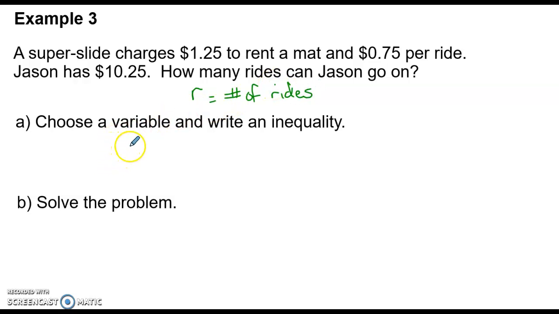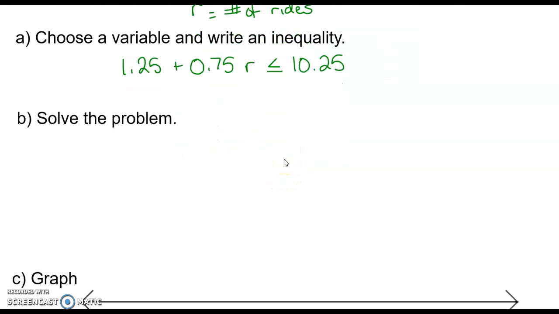So we're going to write the inequality. So we know he's going to pay $1.25 plus 75 cents for every ride, and it's got to be less than or equal to $10.25 because that's as much money as he has. So now we're going to solve this problem.